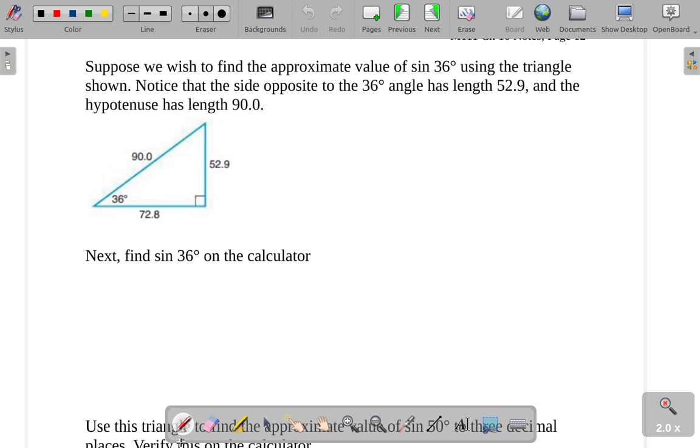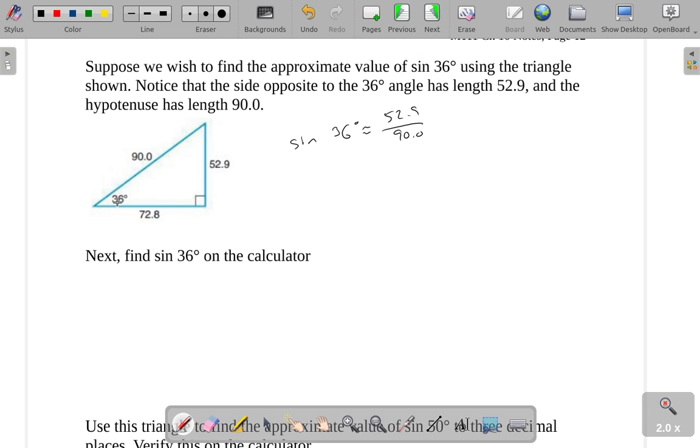Suppose we wish to find an approximate value of the sine of 36 degrees using the triangle shown. Notice that the side opposite the 36-degree angle has a length of 52.9. I don't know what the units are here. Let's call them inches. And the hypotenuse has a length of 90.0 inches, in which case we could say the sine of 36 degrees would be approximately 52.9 divided by 90.0.